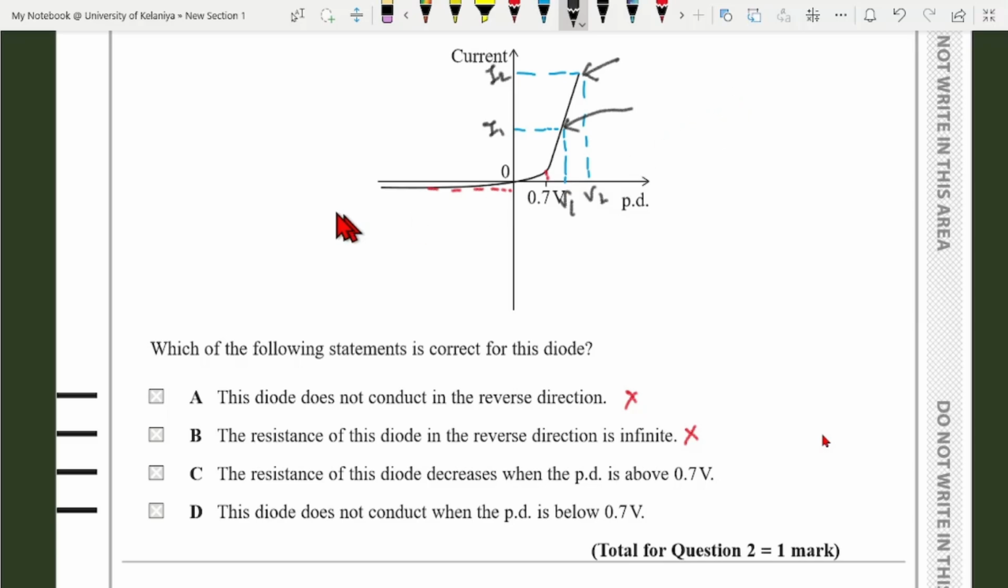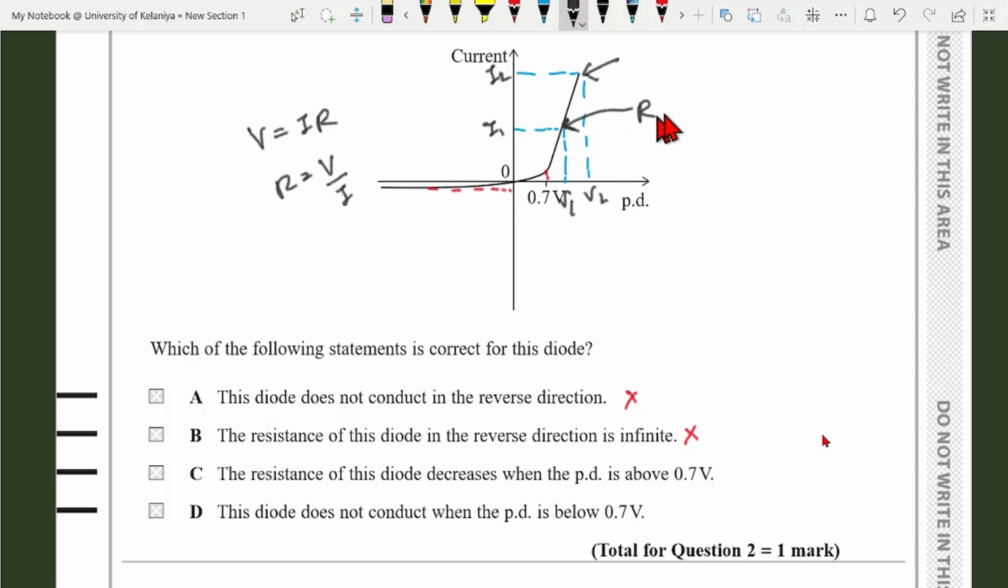V equals IR. You know Ohm's law, V equals IR, and our R is equal to V over I. It is not about rate of change, so don't confuse this with the gradient. Yes, we are taking a gradient at that point, but you can easily understand it as just the V over I ratio at that point.